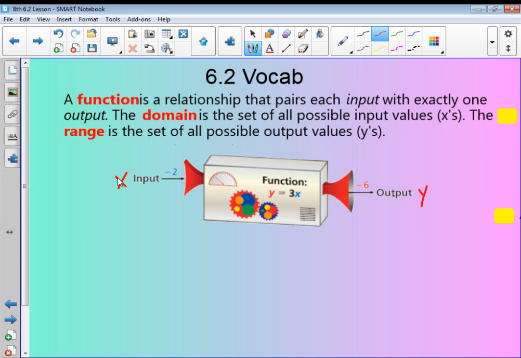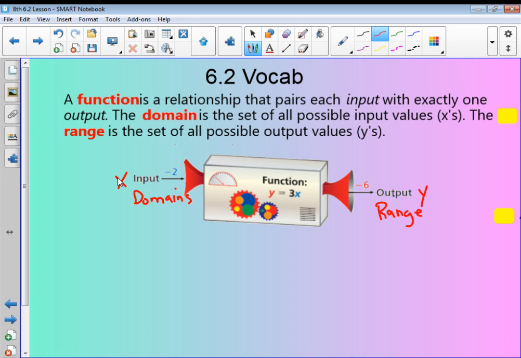So when you are working with functions, you're only going to have exactly one input for each output. Okay, or one output for each input. The domain is the set of all possible values for x's. So another word for input is domain. And your outputs are also known as your range. So it's just a little bit of vocab terminology that you will actually use within functions.